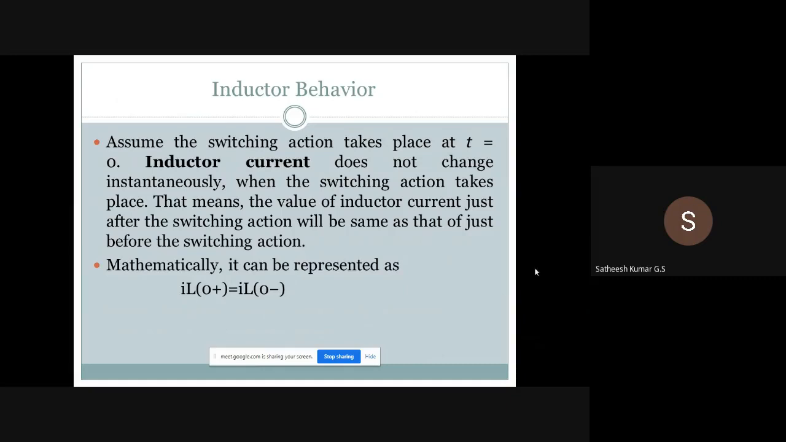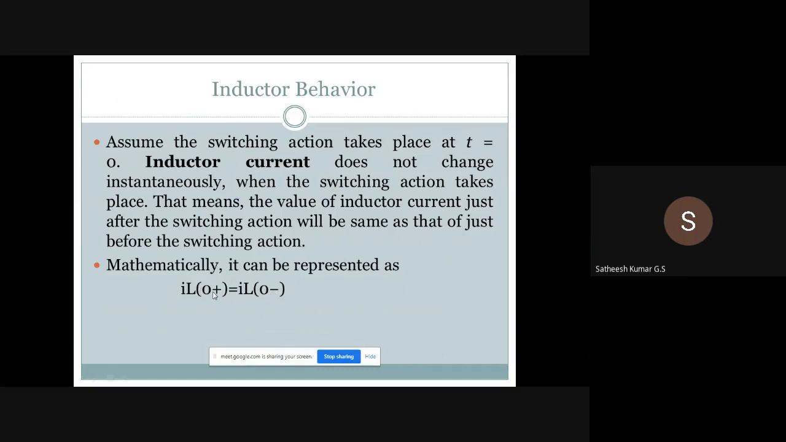Okay. Assume the switching action takes place at t equal to 0. The inductor current does not change instantaneously when the switching action takes place. That means the value of the inductor current just after the switching action will be the same as just before the switching action. So generally, the inductor will not respond to a sudden change. If I suddenly close or open the switch, the current in the inductor will not change. It will be the same after switching and before switching.